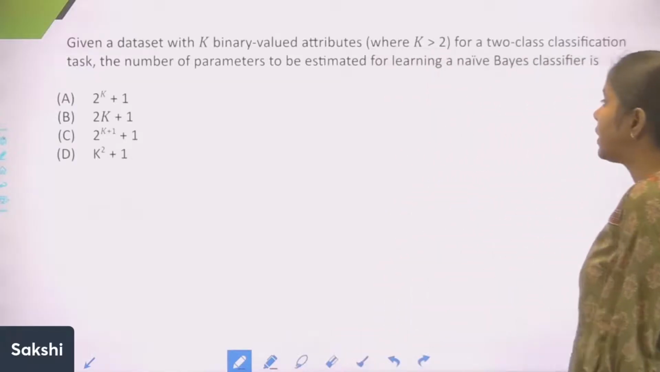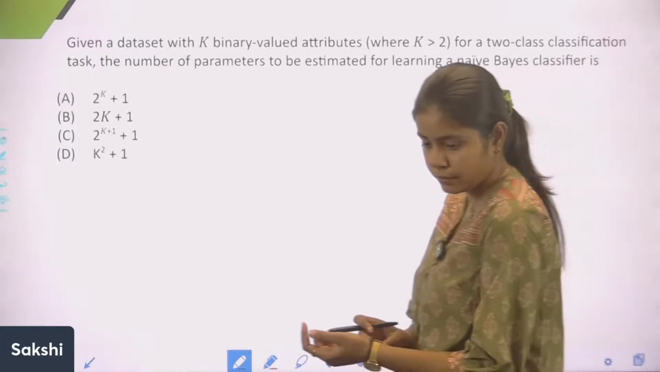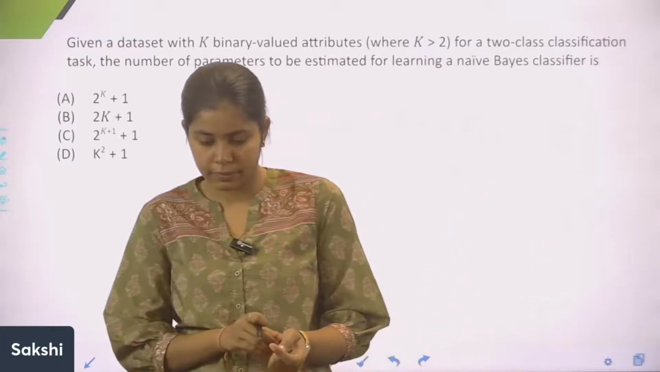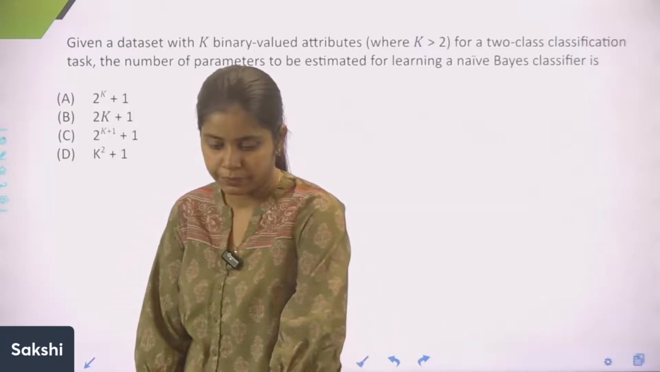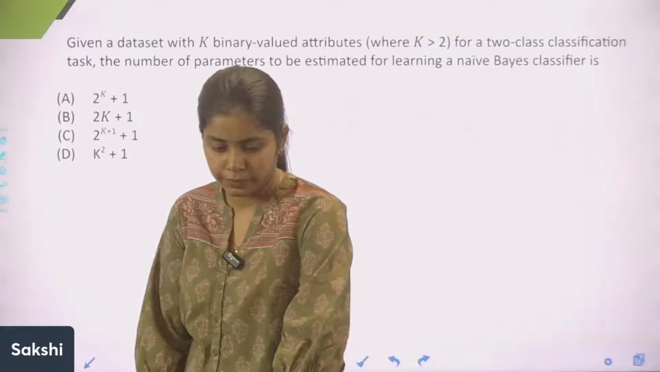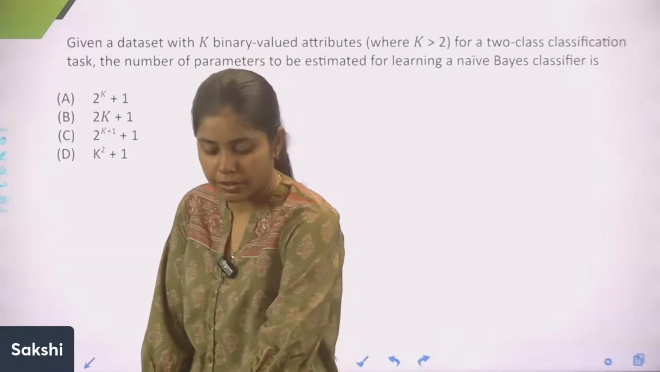Given a data set with k binary valued attributes for a two class classification, the number of parameters to be estimated for learning a naive Bayes classifier is... Tell me guys, what would be the answer here? Just tell me.